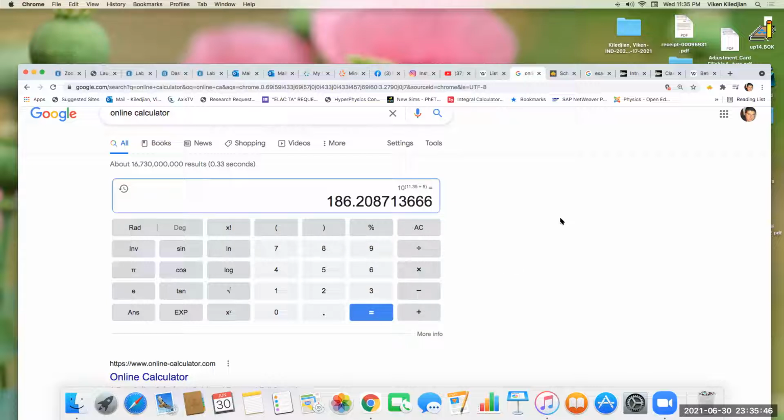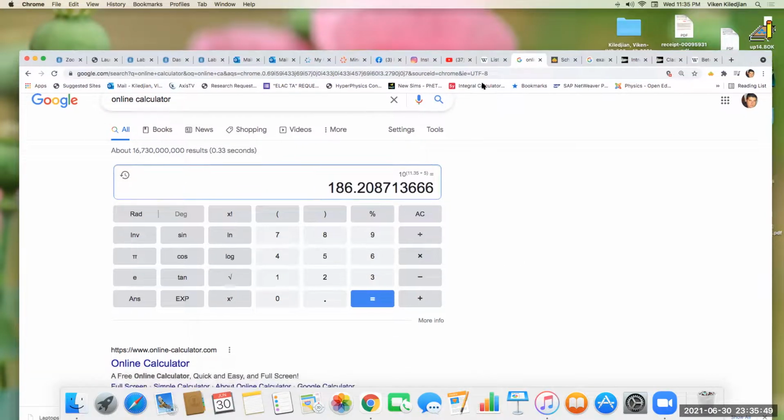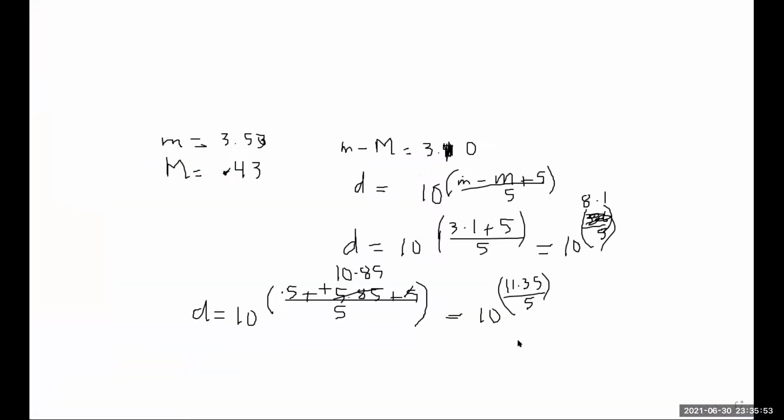186.2 parsecs away, we would expect Betelgeuse to be. And then remember from the first lab that 1 parsec is 3.26 light years. So we could always multiply this by 3 1/4, and we would get the distance to that star in light years. So now let's compare that to the answer on Wikipedia.